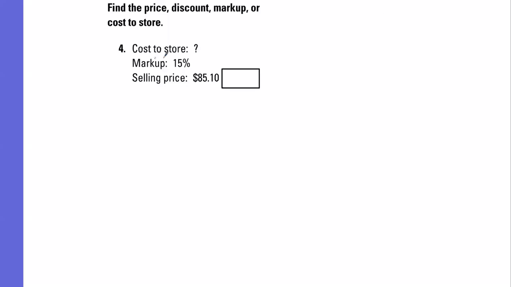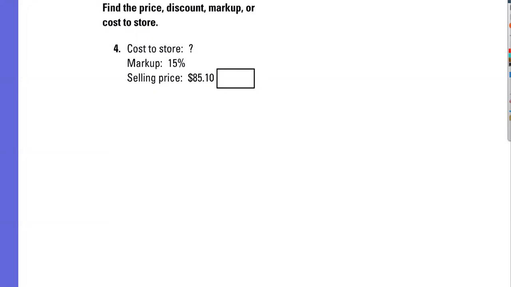In this problem, we do not know what the cost to the store is. In other words, we do not know what the wholesale price is. We do know that we're going to mark it up by 15%. And after that markup of 15%, we know that our selling price is going to be $85.10. So let's see if we can visualize this.